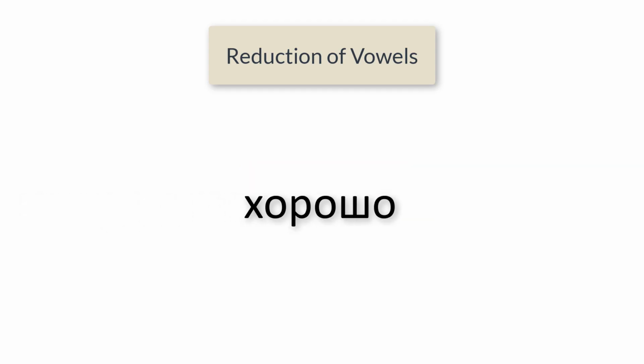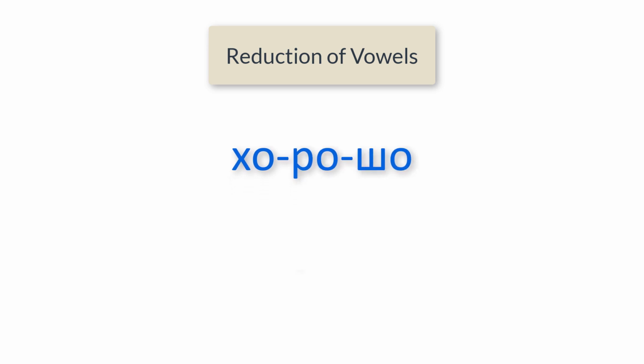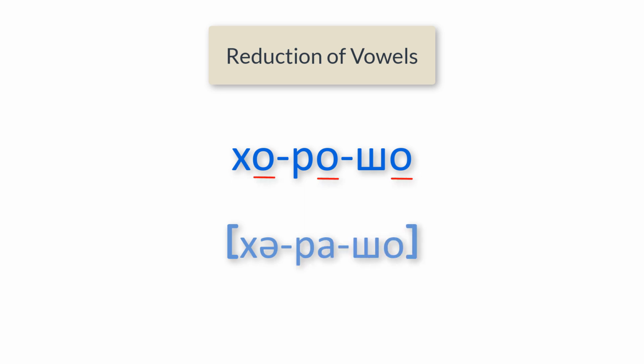So we spell this word хорошо, but we read хорошо. How come we have 3 O letters in this word, and each one of them sounds differently? Now we turn to our rules.